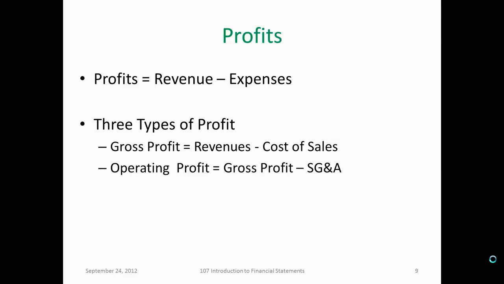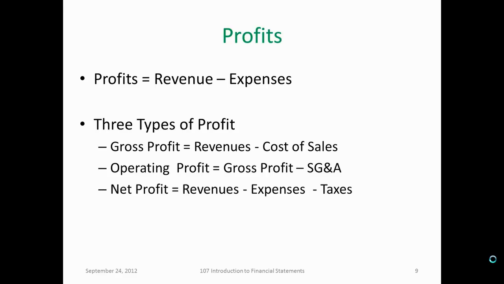Operating profit is equal to revenues minus the cost of sales and SG&A. This number represents the profit a company made from its actual operations and excludes certain expenses and revenues that may not be related to its central operations.